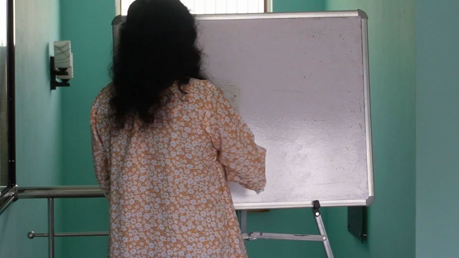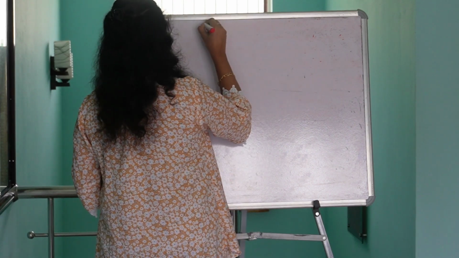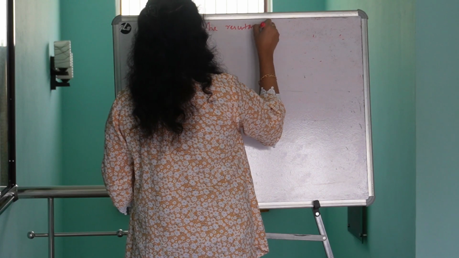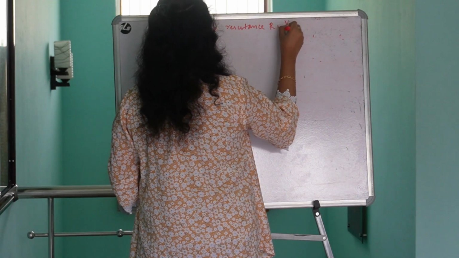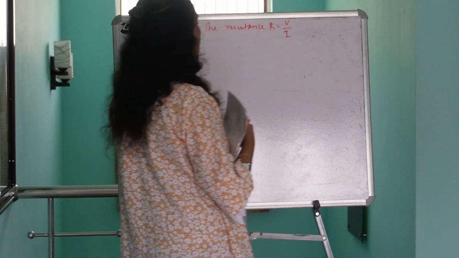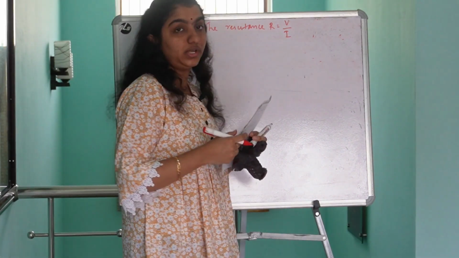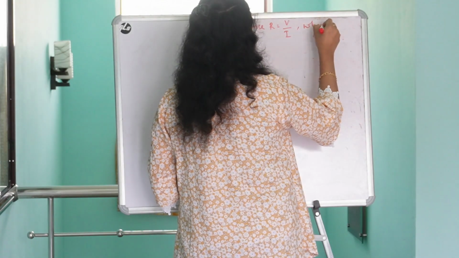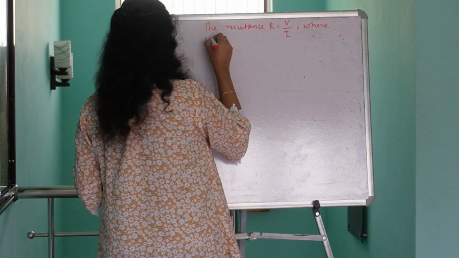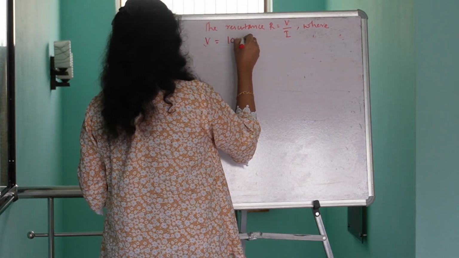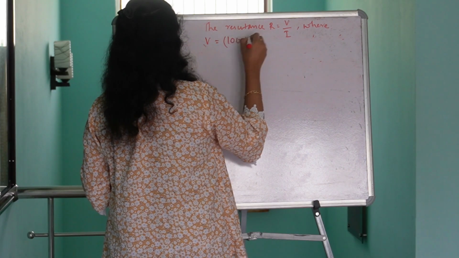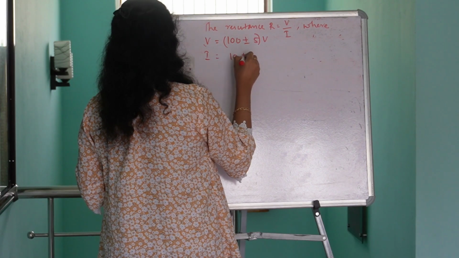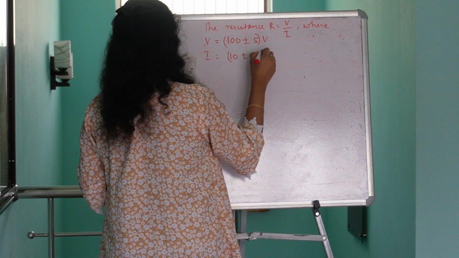The next question: the resistance R is equal to V by I. R is resistance, V is voltage and I is current. You are given the values of voltage and current, that is V is equal to 100 plus or minus 5 volt and I is equal to 10 plus or minus 0.2 ampere.